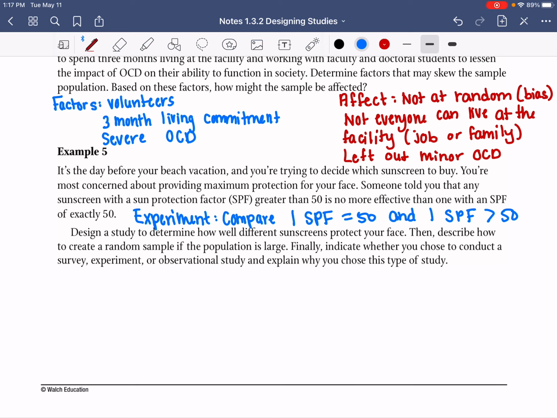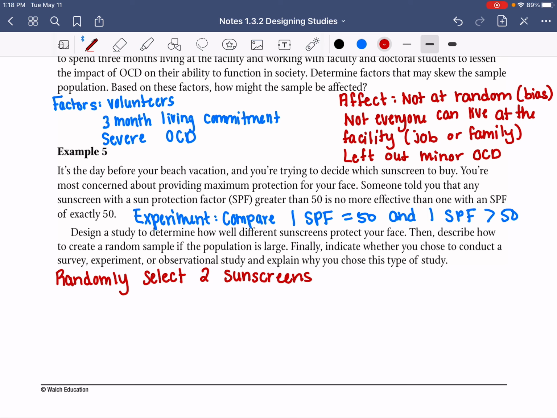Okay, so determine how we can create this random sample. We're just going to have to go to the store. Maybe we throw them into a basket. Maybe we randomly select one off the shelf. Maybe we number them. Maybe we put them in a basket, close our eyes and randomly pick one, or we number them and use a random number generator to pick them. But you're just going to have to randomly select 2 sunscreens.